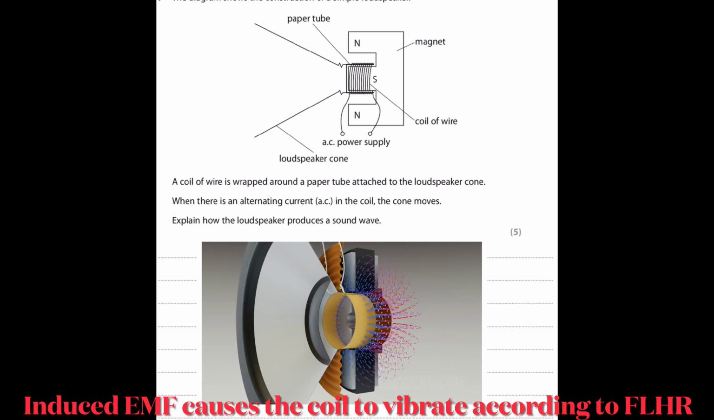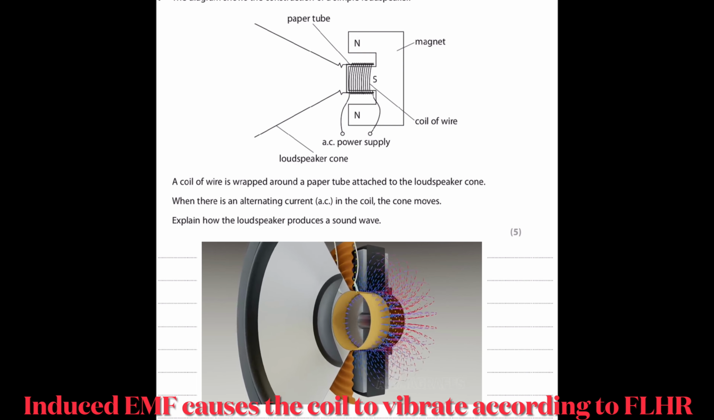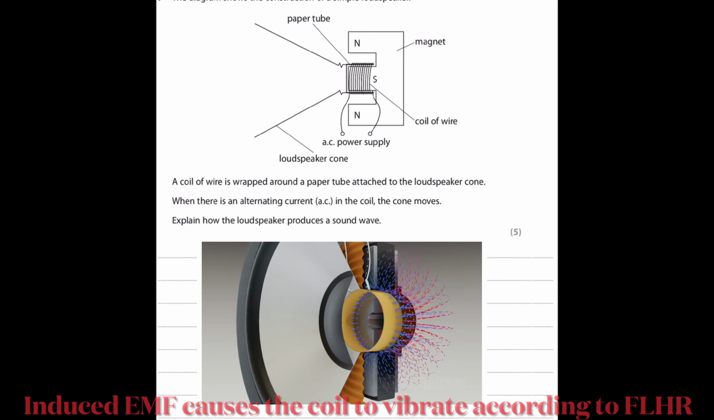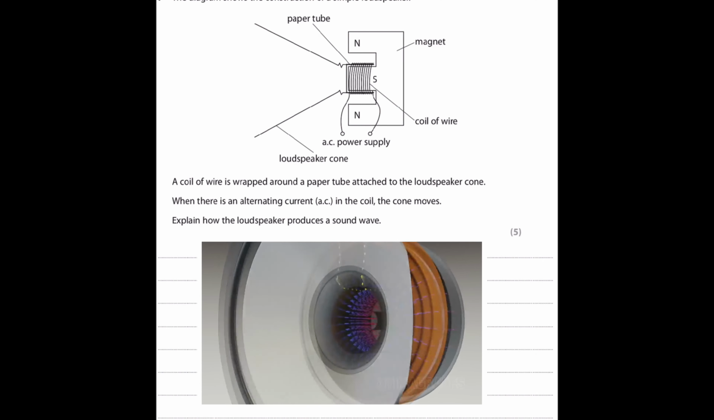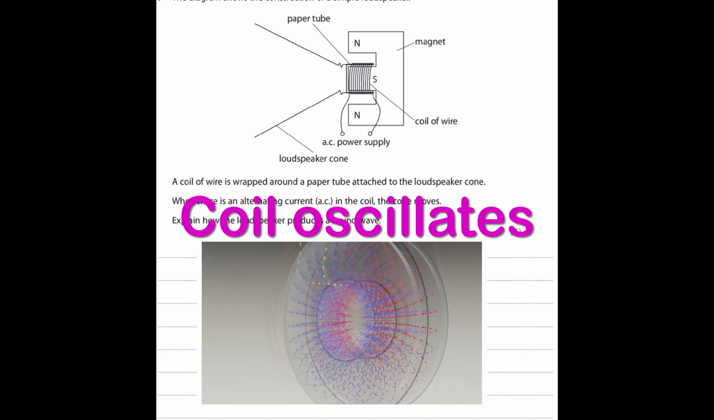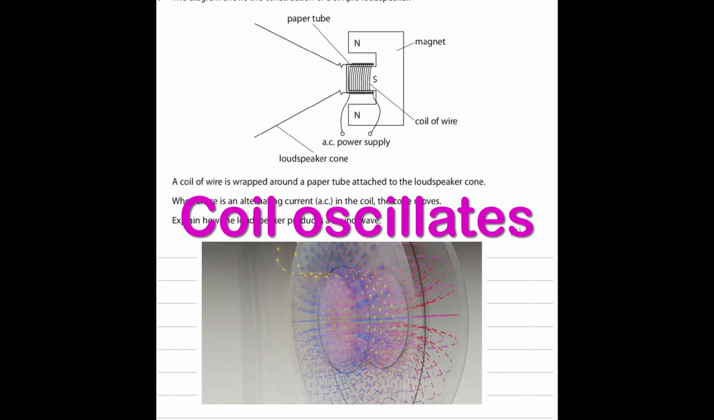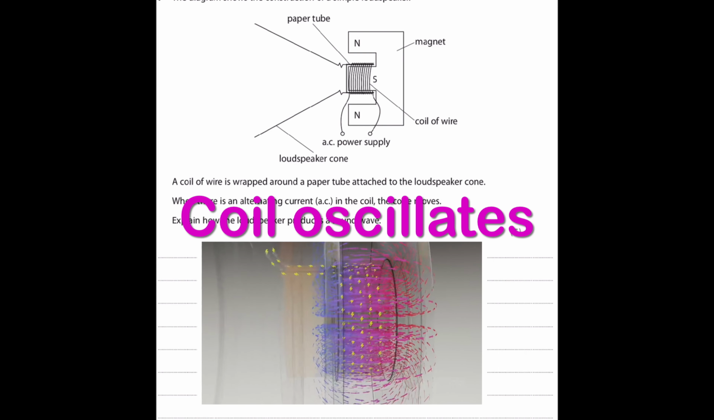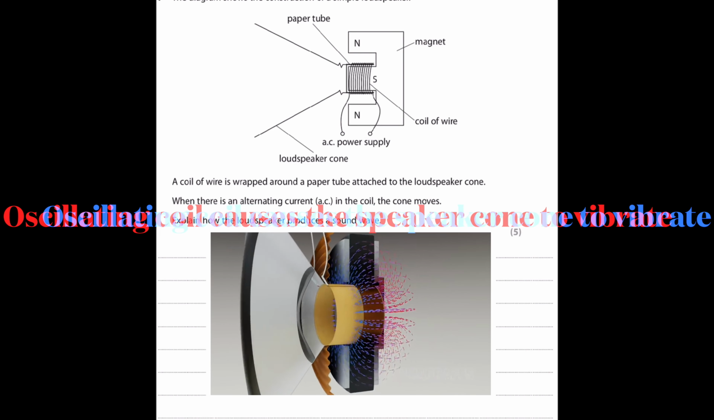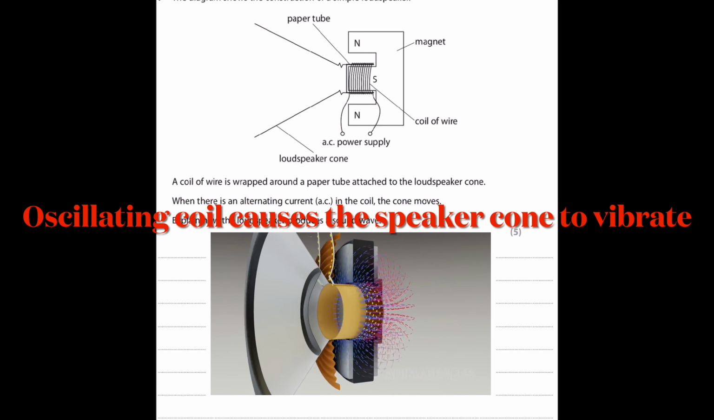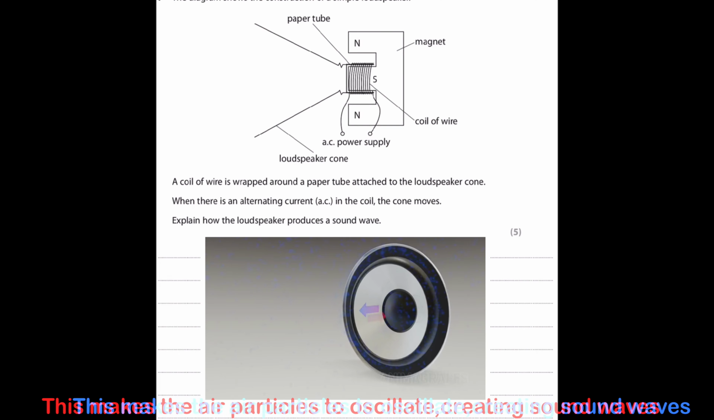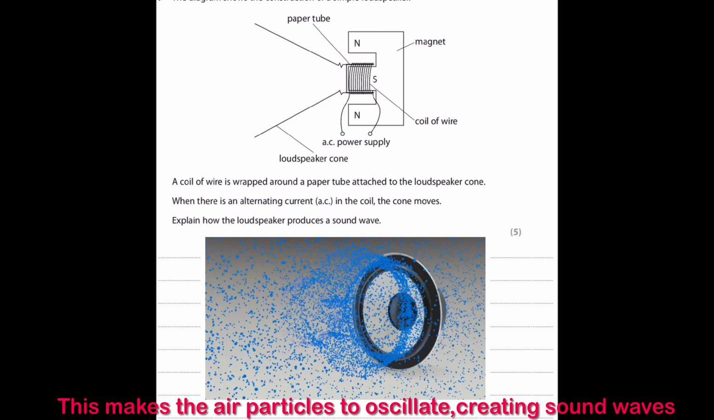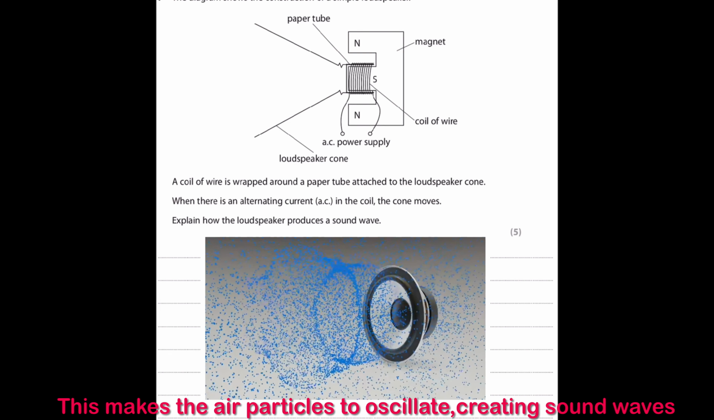The direction of the force at any instant can be determined by using Fleming's left-hand rule. As the magnetic field is constantly changing direction, the force exerted on the coil will constantly change in direction. This makes the coil oscillate. The oscillating coil causes the speaker cone to oscillate, and this makes the air particles vibrate, creating sound waves.